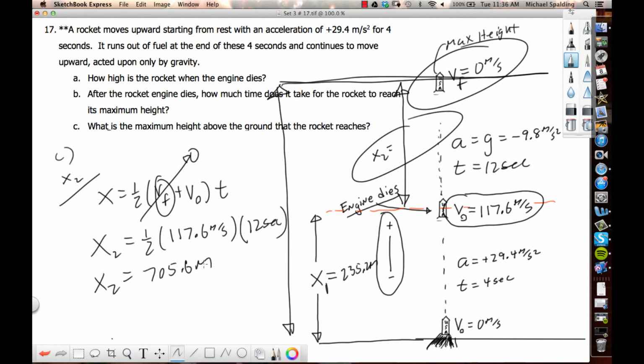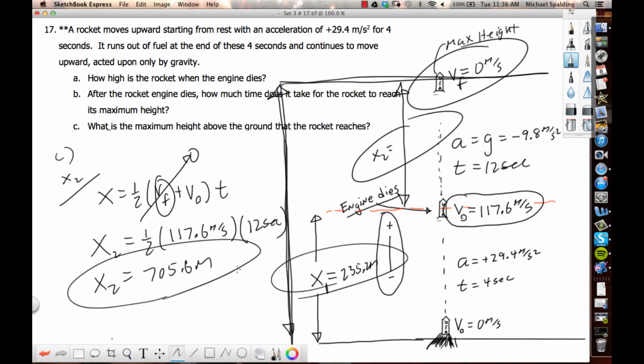So what's the total height? The total height of the rocket, you take x2 and x1 and add them: 940.8.